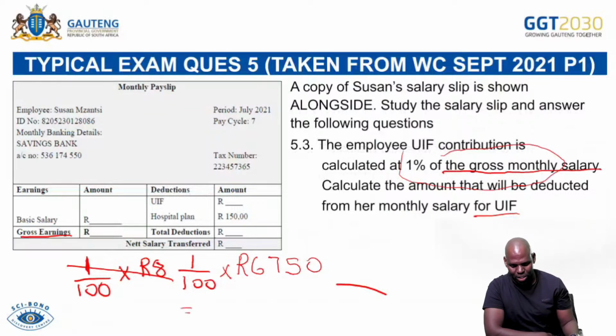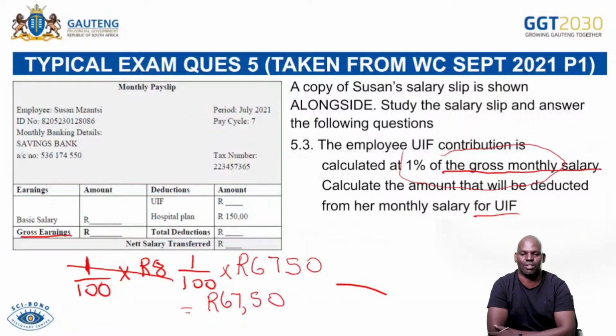Then from the 6,750, we say 1 divided by 100 multiply by 6,750, and then we get 67,5, but we write it as 67 rand and 50. Okay, we had to calculate the 1% of the gross monthly salary. Okay, then the next question.